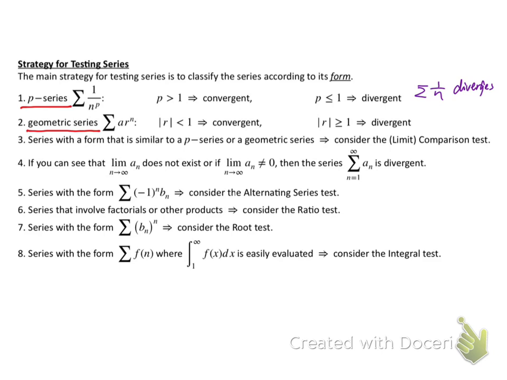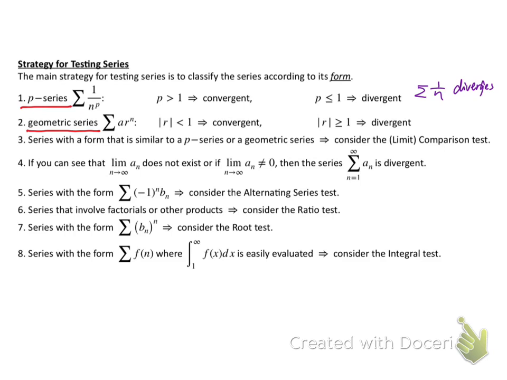For geometric series, you look at the common ratio r, and this one is quite obvious. When r has absolute value less than 1, the series is convergent. When the absolute value is greater than 1, divergent. In particular, when r equals 1 or negative 1, again, the series is divergent. If you see 1 or negative 1, it's very obvious the series diverges. Then, if you have a series that has a very similar form to a P series or geometric series, you're going to use the limit comparison test or just the comparison test itself.